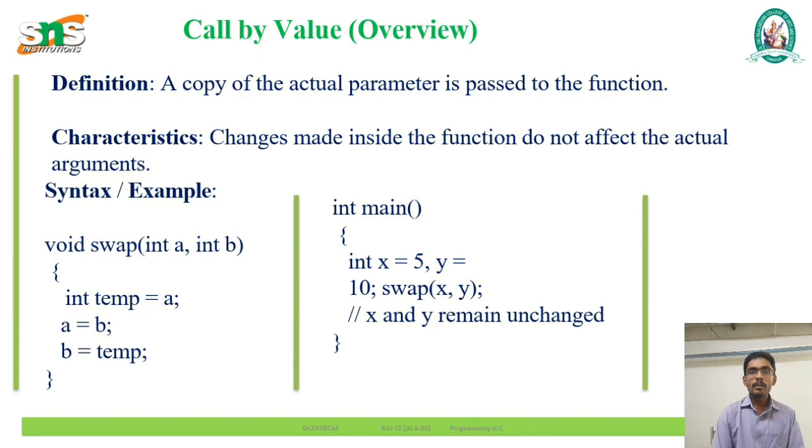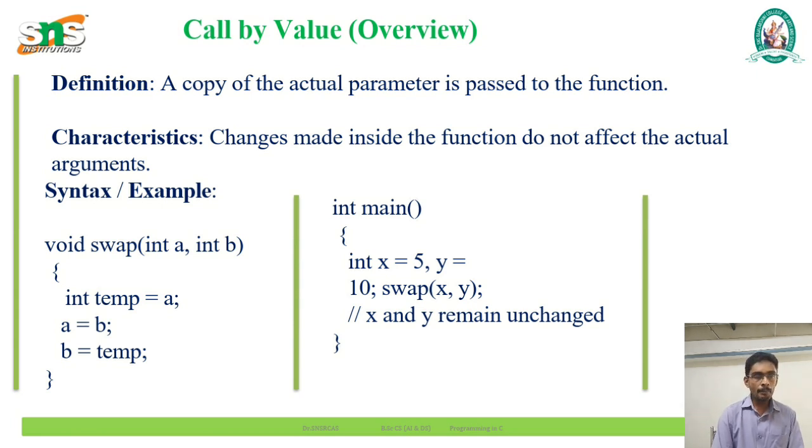Here is the call by value understanding. A copy of the actual parameter is passed to the function. Changes made inside the function do not affect the actual arguments, so it is safe as the original data remains unmodified. When you pass the copy of the actual argument to the called function, only the copy of the value changes. You are not supposed to make any change in the original argument value.